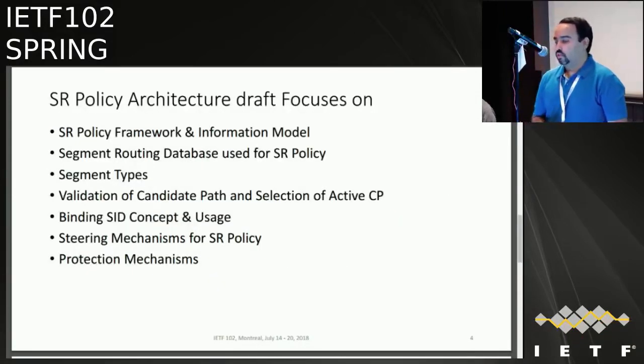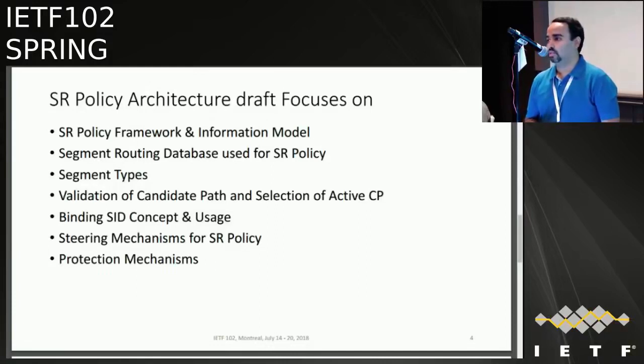So the SR policy architecture draft now focuses on these aspects. There is the SR policy framework and how the information model is structured, basically the candidate path, segment list, and all of that. It also defines the segment routing database, or what information could be there in the segment routing database and used for SR policy. There is a list of segment types that can be used in the SR policy; these are the currently defined segment types. It also talks about validation of candidate paths and selection, and tie breaking to select the best or the active candidate path. The binding SID concept and its usage, and the different modes in which it can be used, are also discussed and covered in this document.